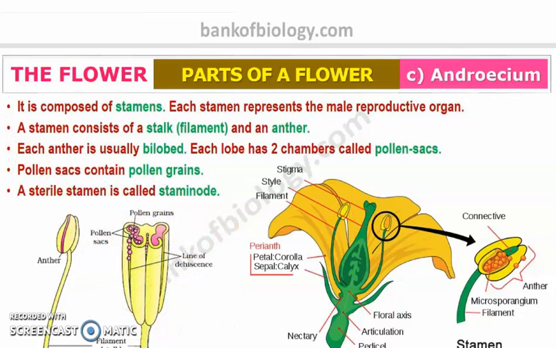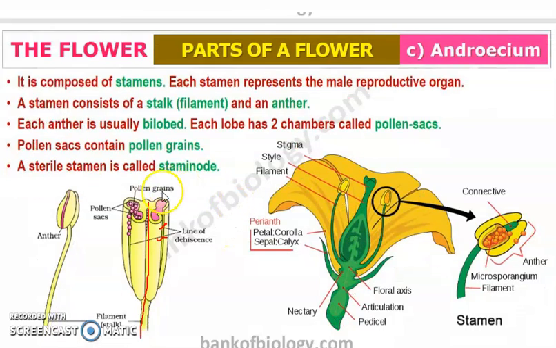I hope it is now clear. Bilobed means it will have two lobes, two divisions, one this part and one this part. It has two chambers inside each, called pollen sacs, and the pollen sacs contain the pollen grains. Now, the sterile stamen is called staminode. What is a sterile stamen? Stamens which do not produce pollen grains are called sterile stamens, and they are named staminode. Okay, now let us move on to the next part.